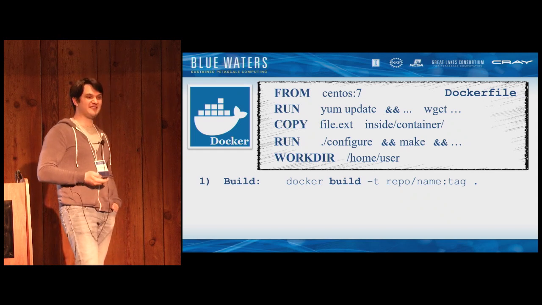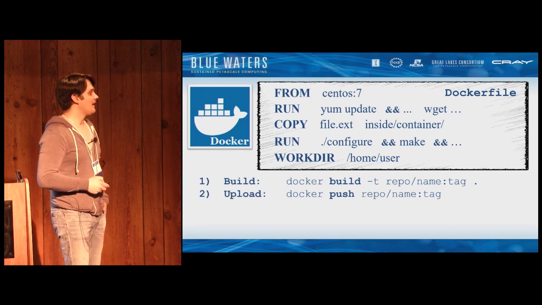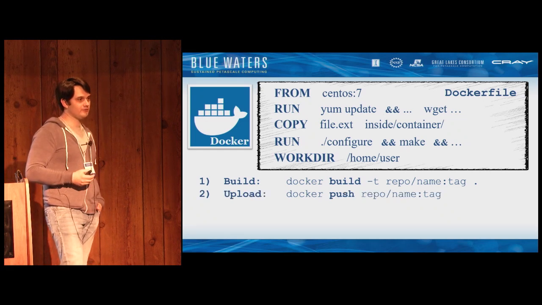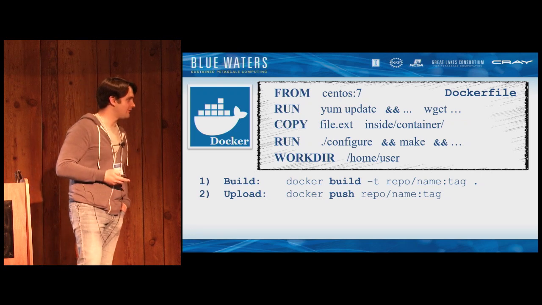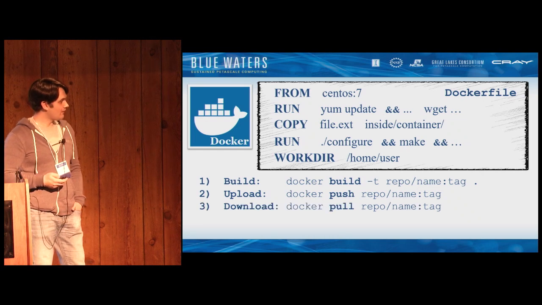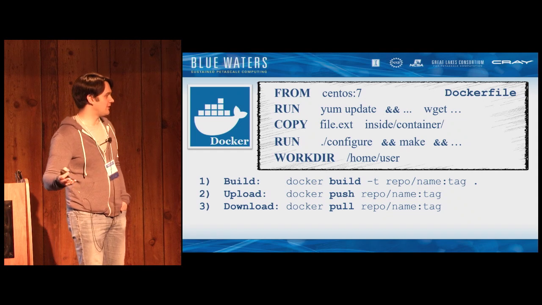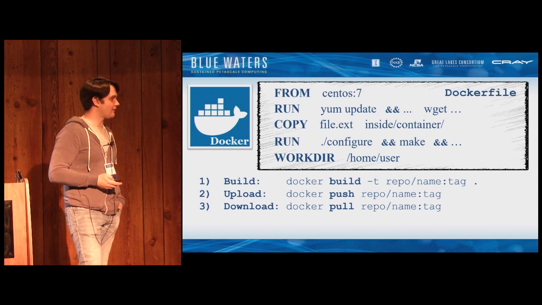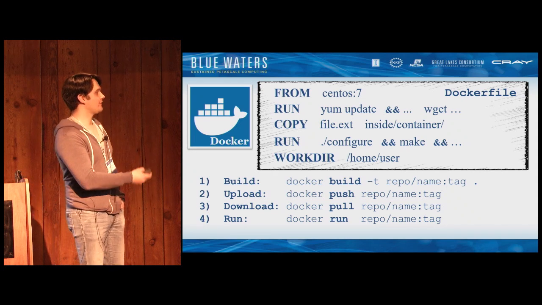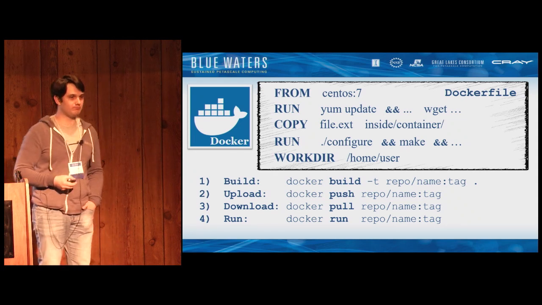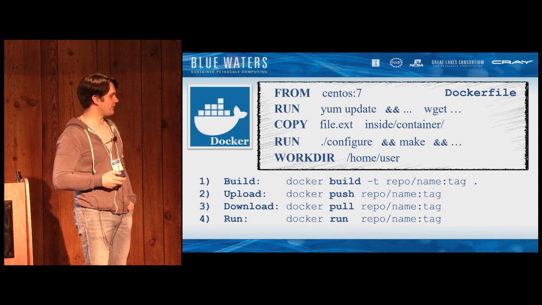Once you have an image, so this is called an image, you can upload it to Docker Hub with a docker push and the name of your container that you want to upload. You can download it later on a different machine. It can be any machine that has Docker installed. You can run it, and this is where this workdir will come into play. Essentially, when you run it, you will land in that working directory.